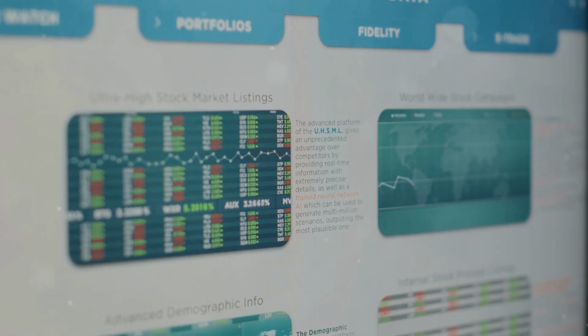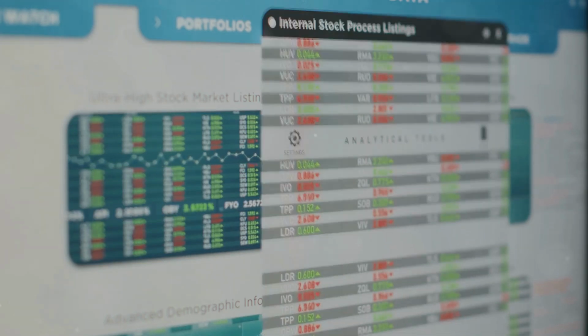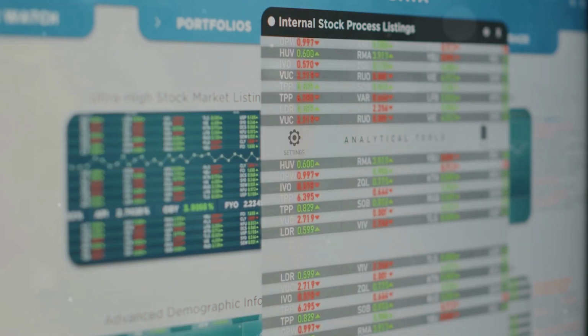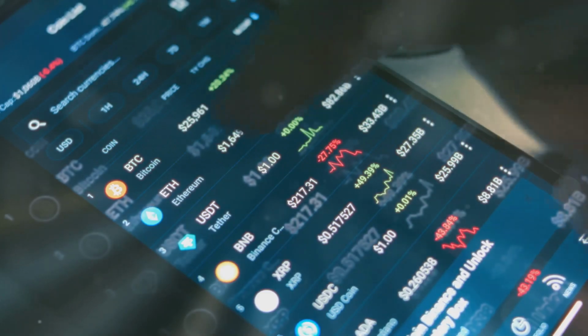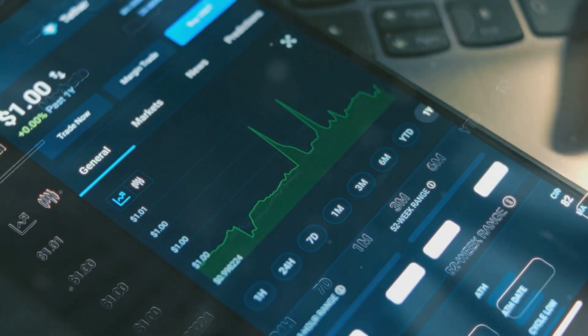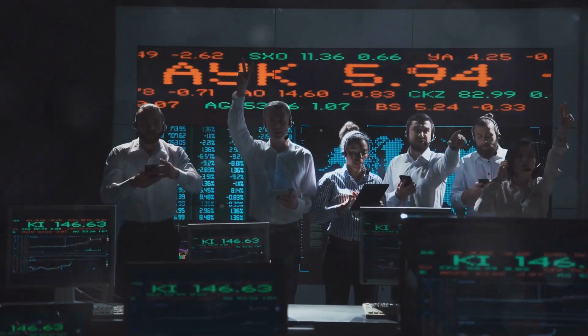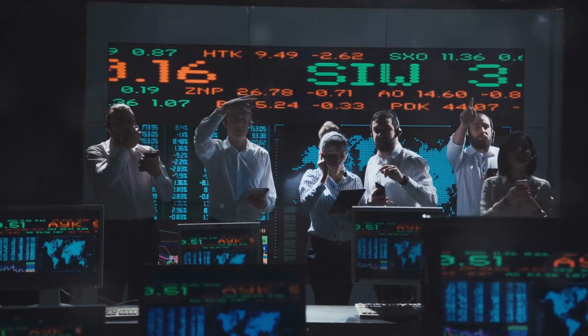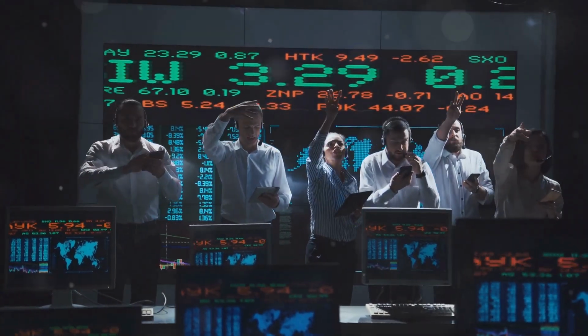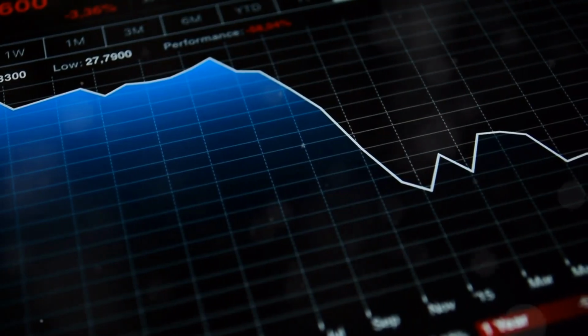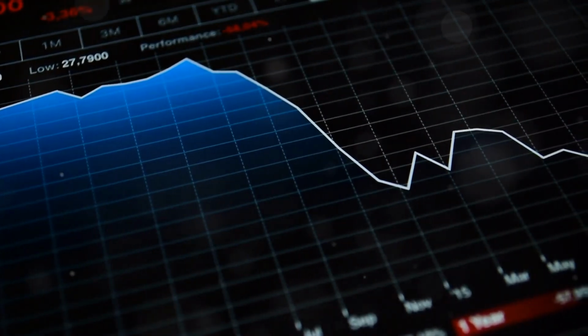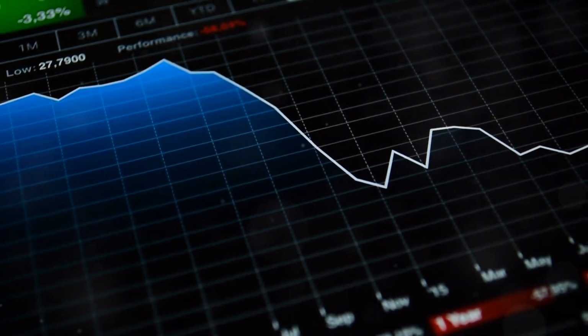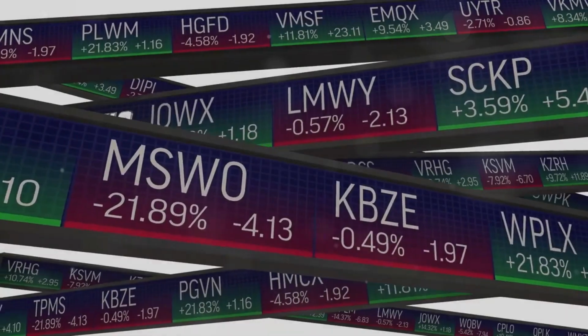Moneyness describes the relationship between the strike price and the current trading price of the underlying security. At the money: the market price equals the strike price. In the money: for calls, the stock price is greater than the strike price. For puts, the stock price is less than the strike price. Out of the money: for calls, the stock price is less than the strike price. For puts, the stock price is greater than the strike price.